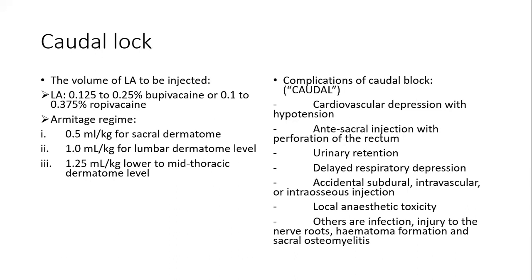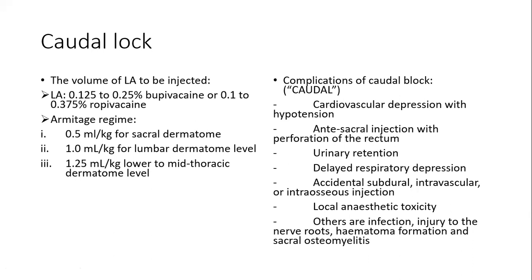There are different volumes that can be injected into the caudal space, and different regimens have been used, and it corresponds to the dermatomal block you want to achieve. For the sacral dermatome, you want to give 0.5 ml per kg. For lumbar dermatomal level, 1 ml per kg. And for mid-thoracic dermatomal level, you can increase your volume to about 1.25 ml per kg. This is what we know as the Armitage regimen. What are the complications of caudal block?